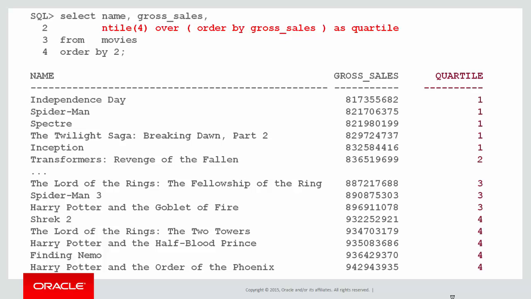Now you may want the top quartile to be rated as number 1. All we have to do is add the DESC to our order by, so we're actually sorting on the highest gross sales now as opposed to the lowest. And as you can see there, now the quartile comes out with the highest grossing films, Harry Potter etc., in the top quartile, and Independence Day is in the lowest quartile.